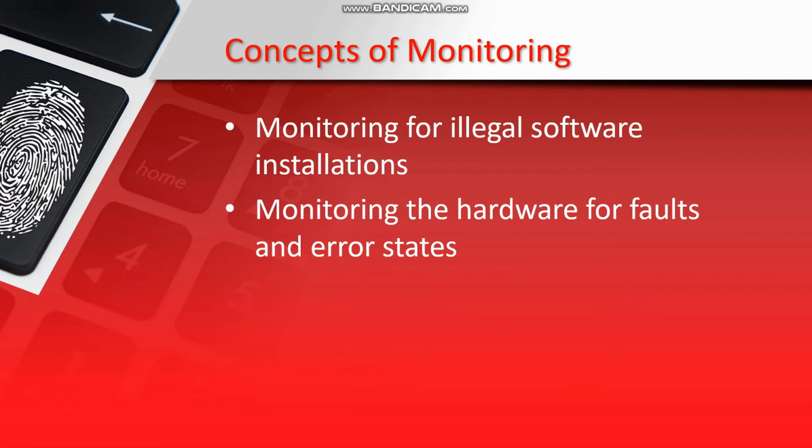We have also monitoring the hardware for faults and error states. In various companies where you have hardware as the backbone operation for the company, such as routers and switches, monitoring is very important to detect faults and error states in the hardware. Which means basically if you don't monitor, you won't be able to detect hardware errors or hardware faults in the system, which could result in downtime of the company's operations or their network security.